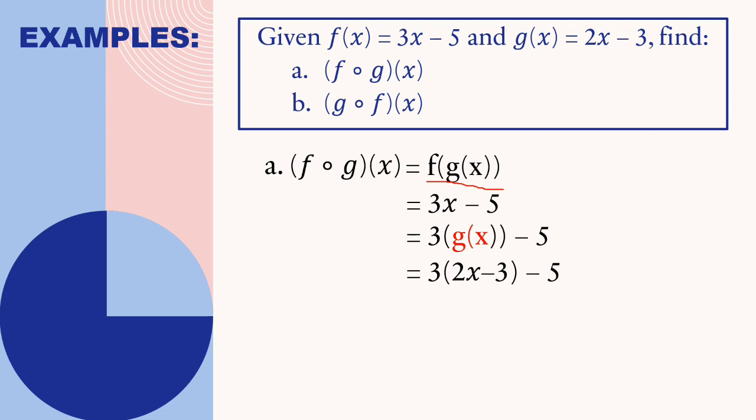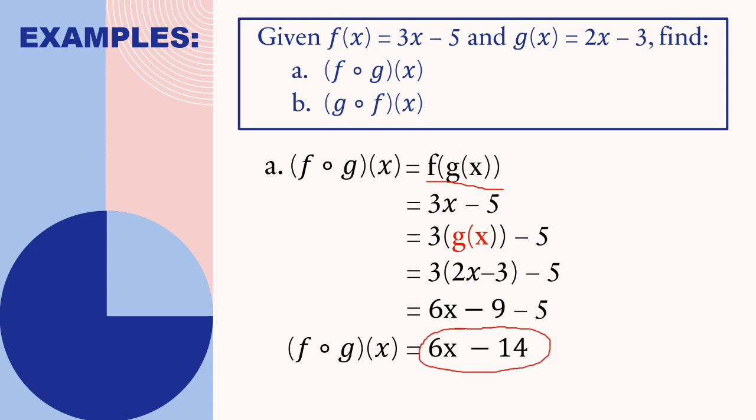Okay, then simplify. So 3 times 2x, we have 6x. 3 times negative 3 is negative 9 minus 5. Then combine like terms. Therefore, f composed of g of x is equal to 6x minus 14, because negative 9 minus 5 is negative 14. Okay, so this is the final answer, 6x minus 14.